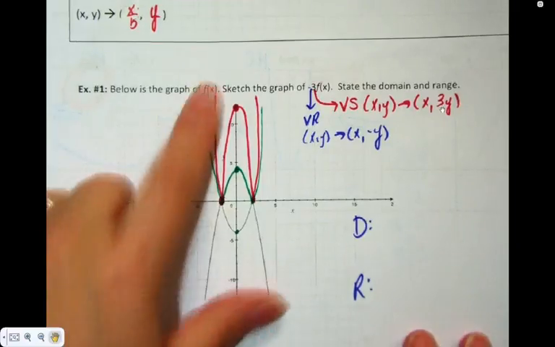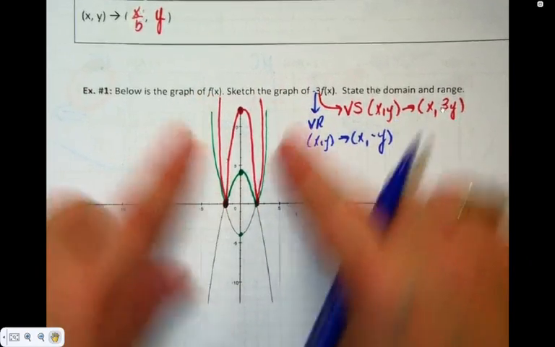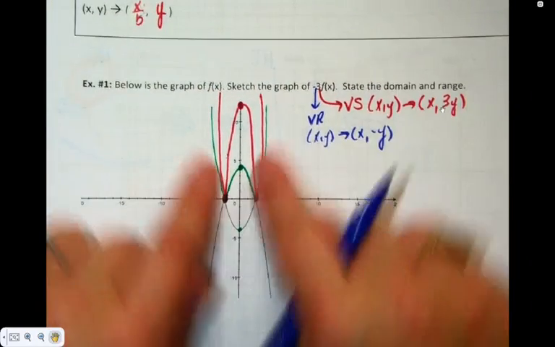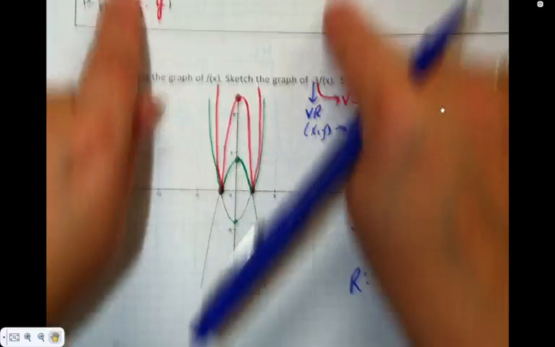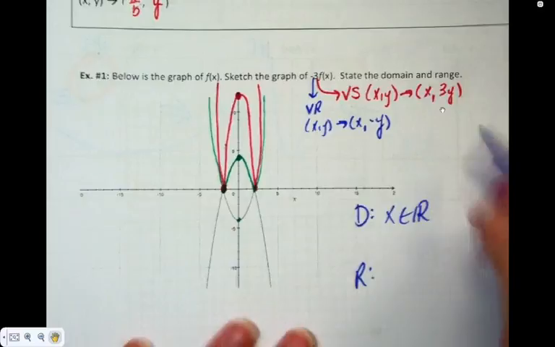Domain, look to the left, look to the right. What does it mean when these pieces just keep going forever and ever and ever? x is an element of the real numbers, if you prefer that notation. If you like the other notation.